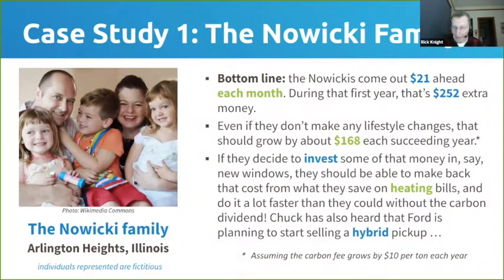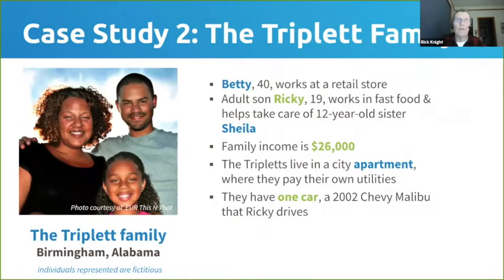Now, let's look at another different household. Here's the Triplett family in Birmingham, Alabama. Betty's husband passed away last year, leaving her with the two kids, a 19-year-old son, Ricky, and 12-year-old Sheila. Both Betty and Ricky work, but their household income is just $26,000. They live in an apartment in the city, but pay their own utilities. And Ricky drives their 16-year-old Chevy Malibu and drops his mom off at work, or sometimes she takes a bus.